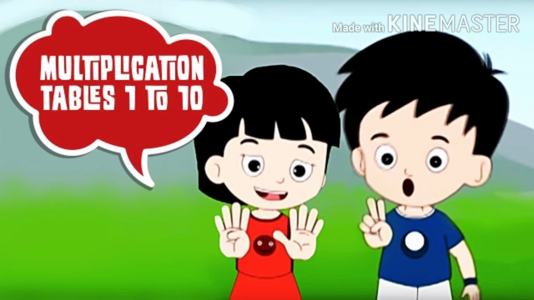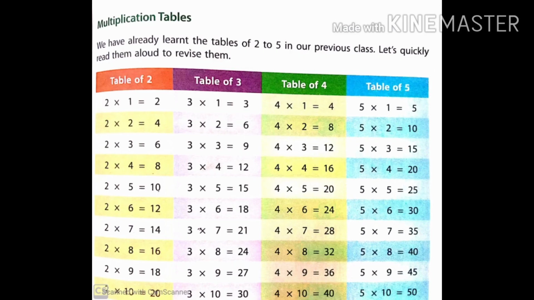Multiplication tables. We have already learnt the tables of 2 to 5 in our previous class. Let's quickly read them aloud to revise them. First of all, table of 2.